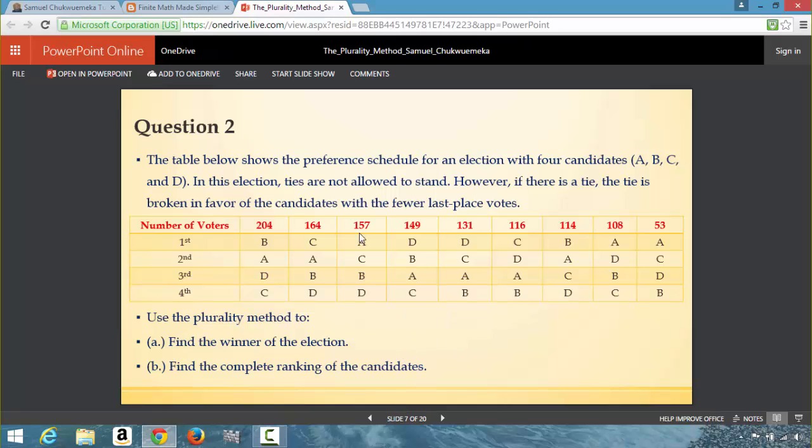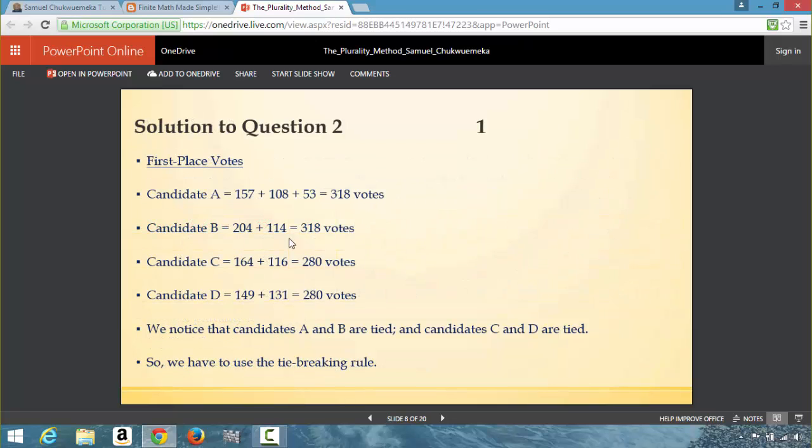Okay, so that is what this tells you anyway. So let's find the winner using the plurality voting method. If we do that, we see that candidate A has 318 votes, candidate B has 318 votes, candidate C has 280 votes, and candidate D has 280 votes. All right, so we see a tie between A and B, and we see a tie between C and D.